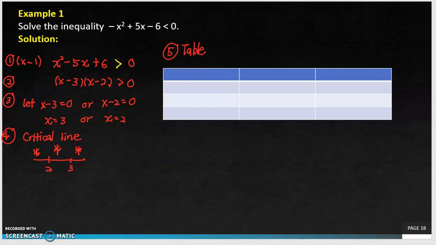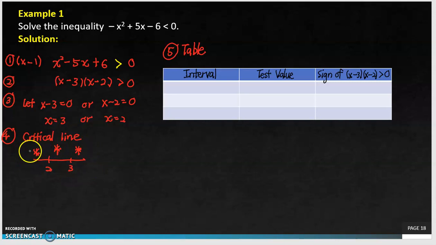Let's say I use black color. So here in the first column, we put interval. Second column, the test value. Third column, sign of. So we will use this factorization, which is x minus 3, x minus 2, greater than 0. So the interval, we will refer to the critical line.